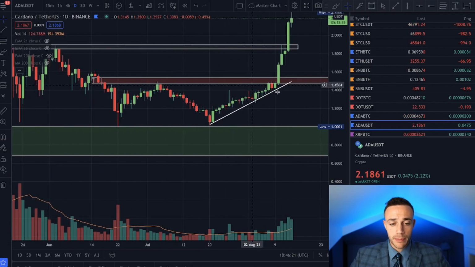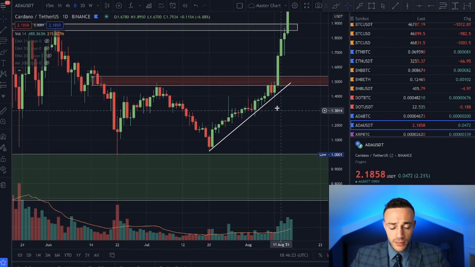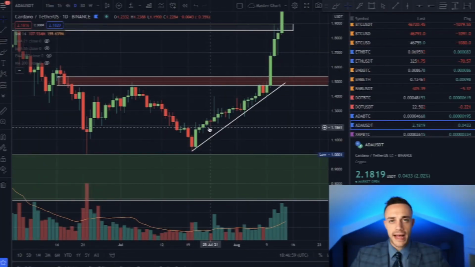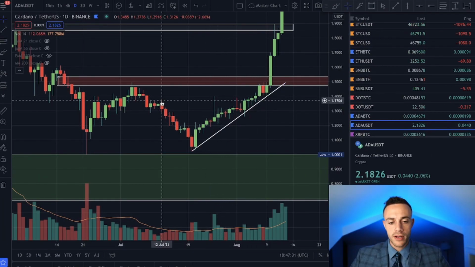So this is one example of an ascending triangle chart pattern. Some people like to call it an ascending wedge. So how to actually trade this chart pattern is you look for the point of horizontal resistance and you look to go long on the breakout.